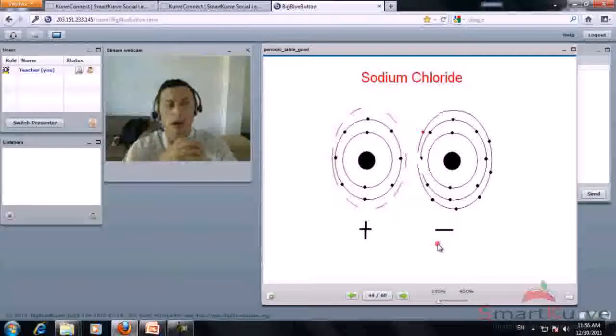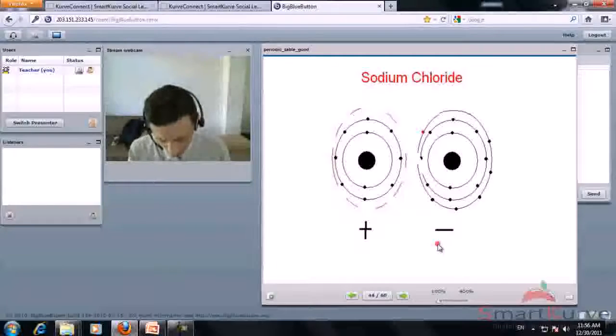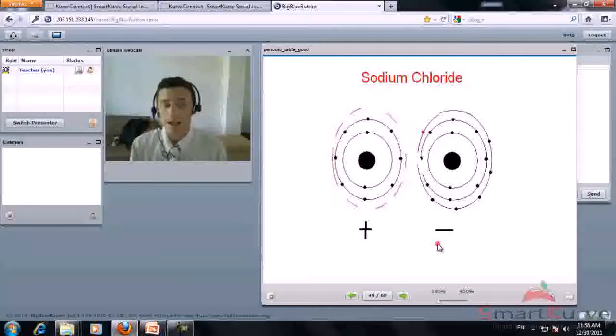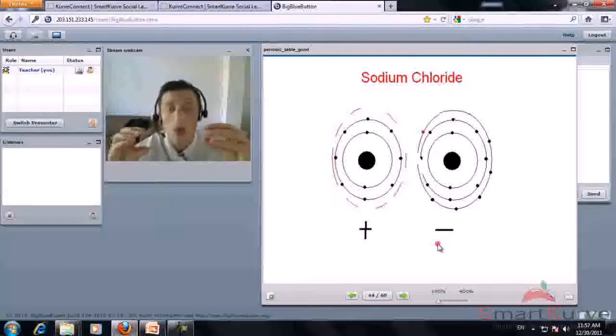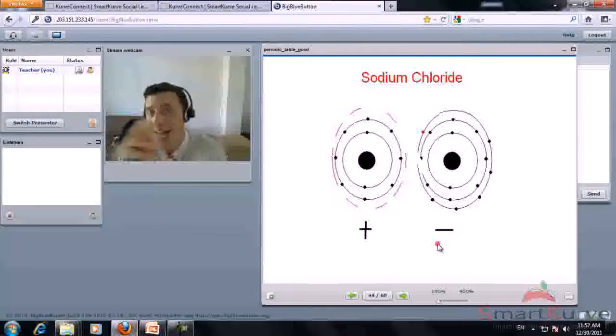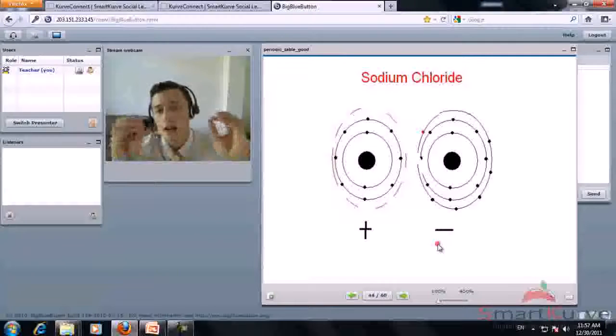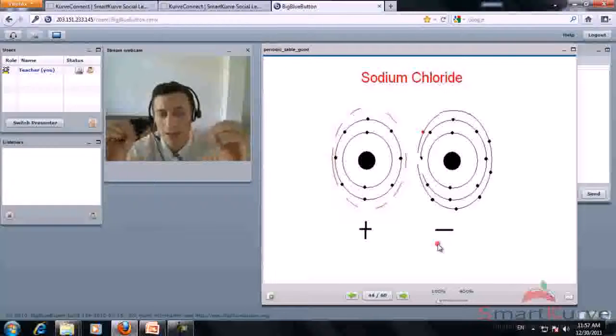Now remember what happens here. It's just like with magnets. Some of you know that if you've ever played with a magnet, we have the north end and the south end, north pole and south pole. Now the north and north will repel one another, but north and south will attract. It's the same way with positive and negative charges. Two positive charges will repel, but a positive and a negative will attract one another.